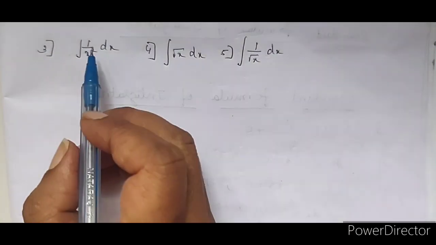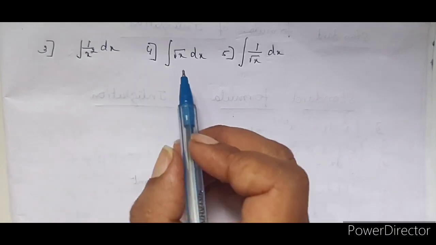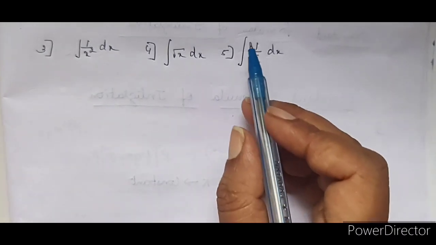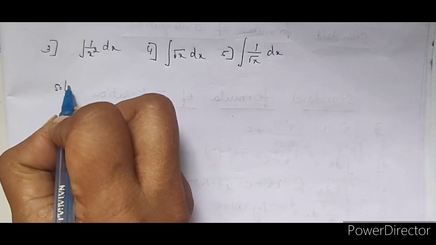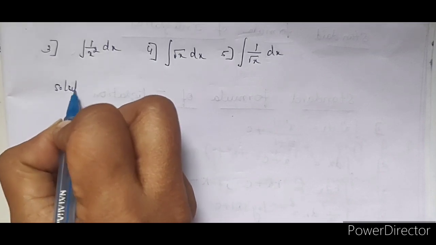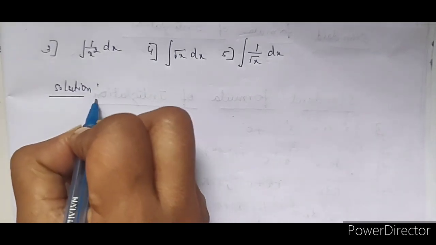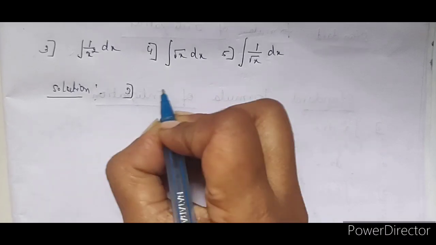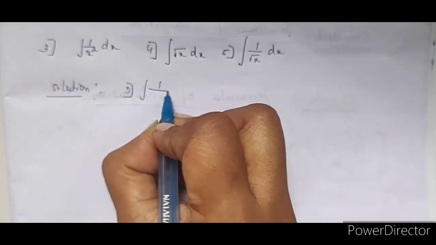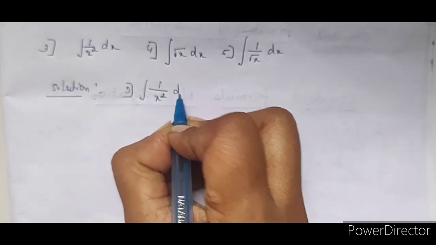Solve the integration of 1 divided by x square dx, the integration of root x dx, and the integration of 1 divided by root x dx. So, solution. First, we shall solve the integration of 1 divided by x square dx.